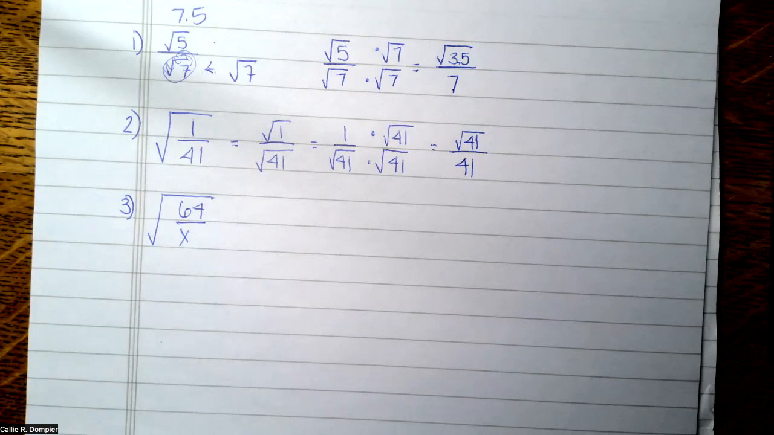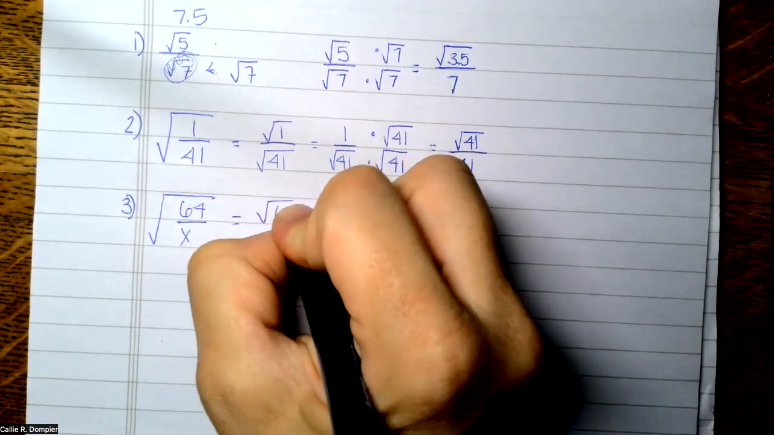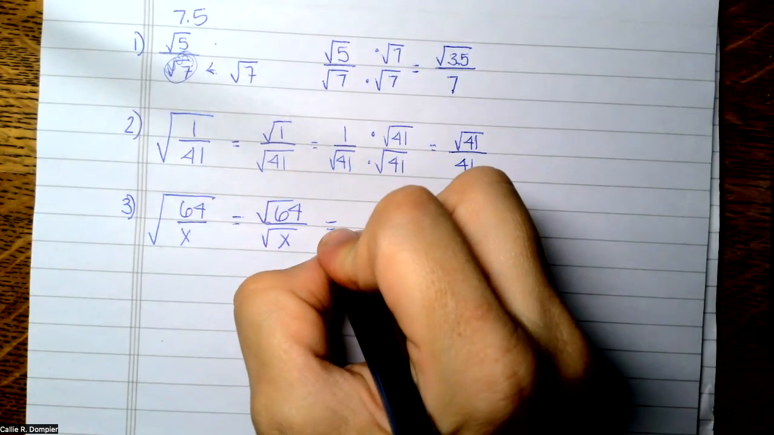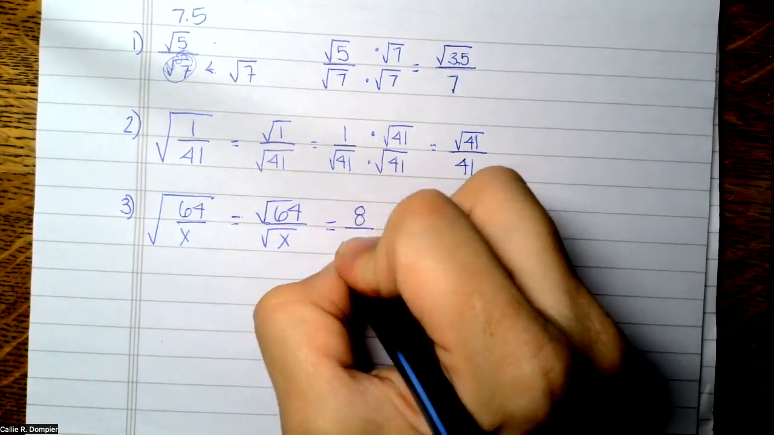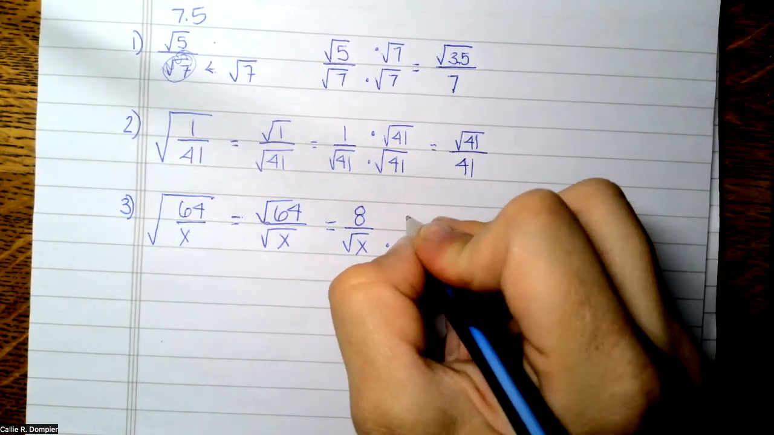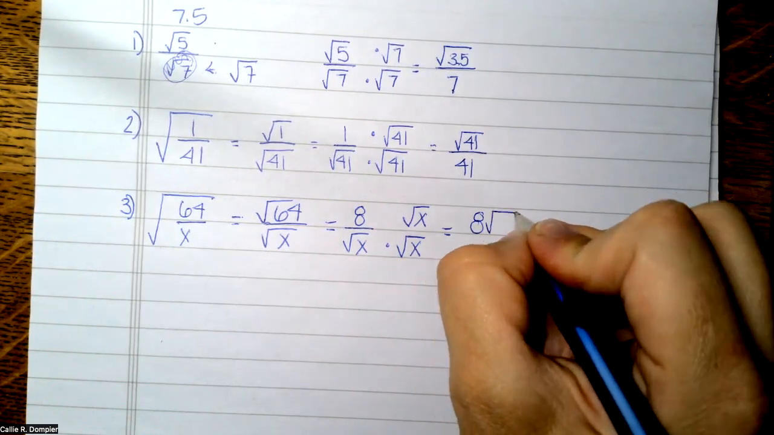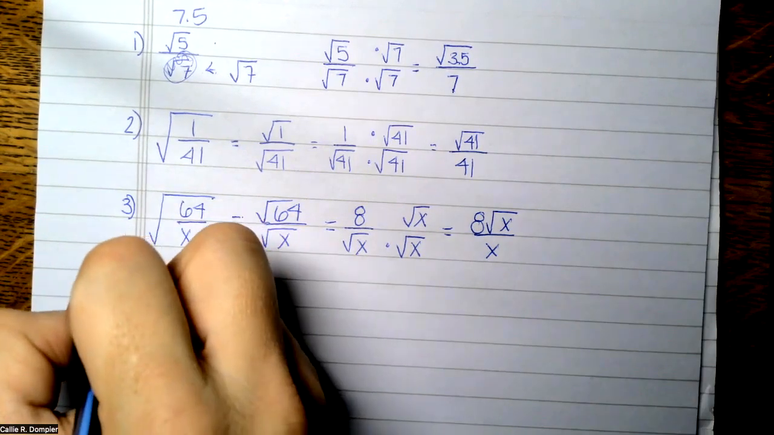Number 3 is the square root of 64 over the square root of x. Same thing, the square root of 64 over the square root of x. We know that 64 is a perfect square. That's because 64 is 8 times 8. So that becomes 8 over the square root of x. We're going to rationalize that denominator by multiplying both sides by x, or the square root of x, I apologize. So we have 8 times the square root of x over x for number 3.